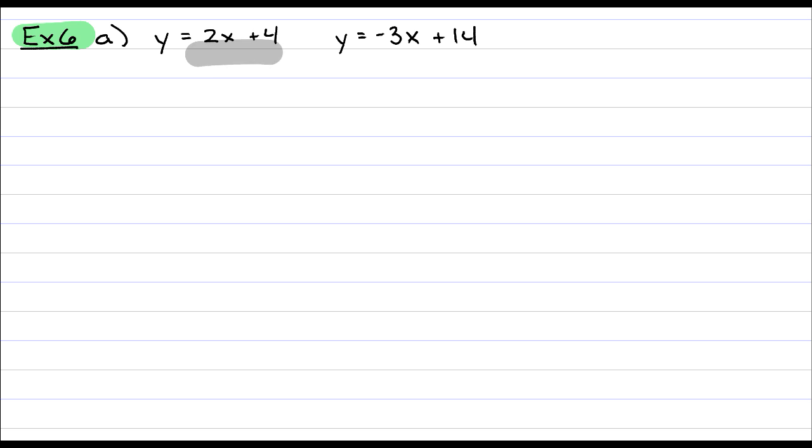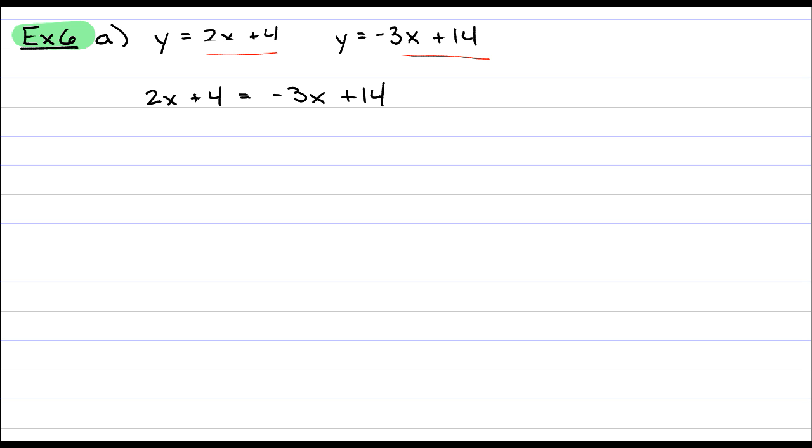In other words, I want to set the left-hand side, or the right-hand side, of both of those equations to be equal. So when I do that, I'm going to have 2x plus 4 equals minus 3x plus 14. So now I've got an equation that only involves x's, and I can use this equation to solve for x.